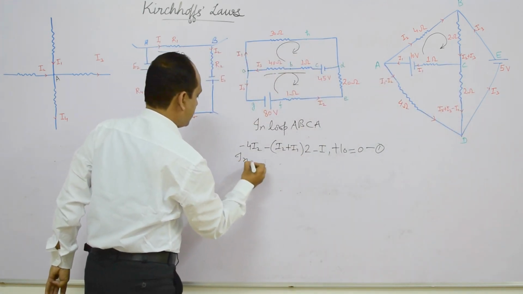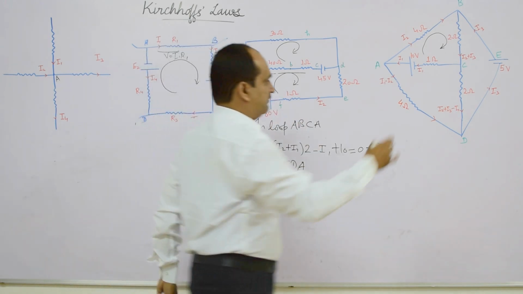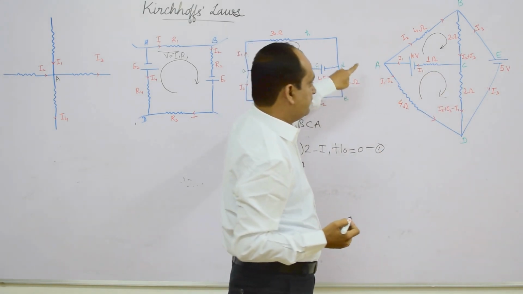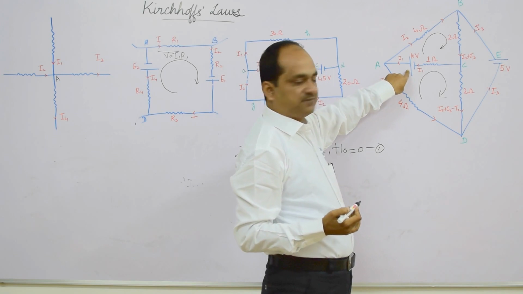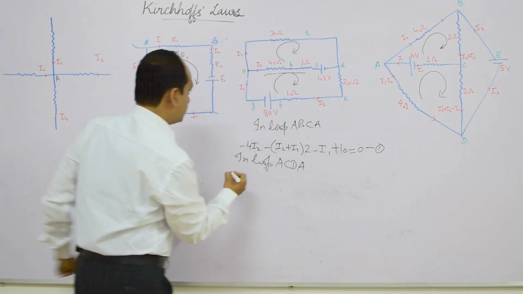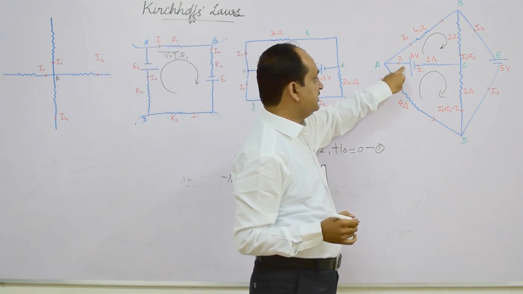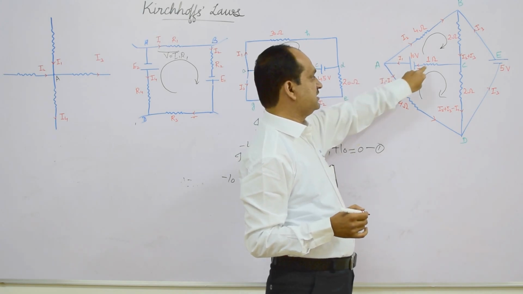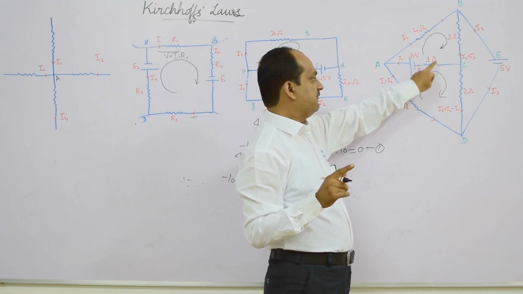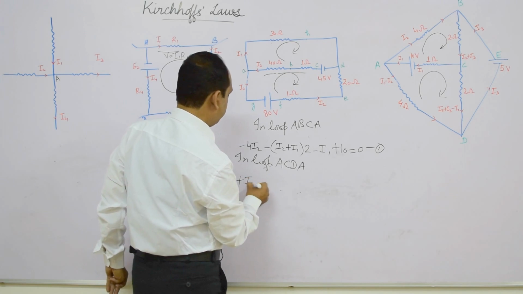Now next we will select the loop A, C, D and A. Now we will travel in clockwise direction. Now from A, when we are moving here, we find that first we will get the positive terminal and then negative, so its potential will be negative. So here we can write minus 10, and this current is in anti-clockwise direction and it is passing through 1 ohm resistor, so its potential will be positive. 1 multiplied by I1 becomes I1 and sign will be plus.